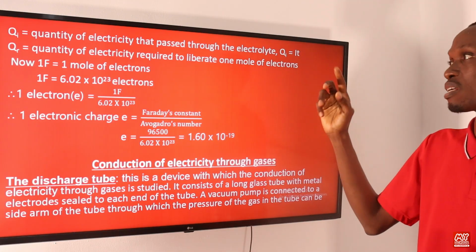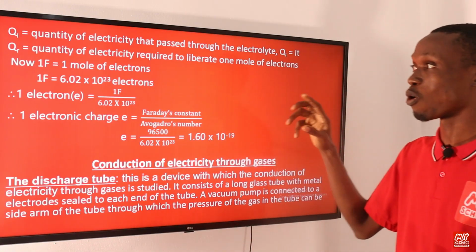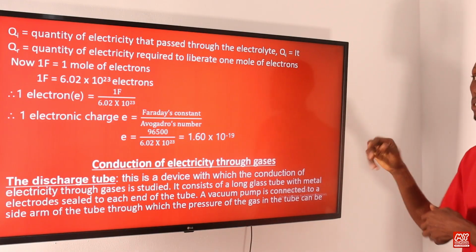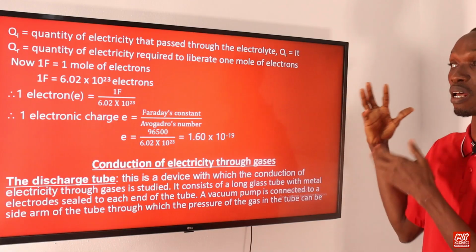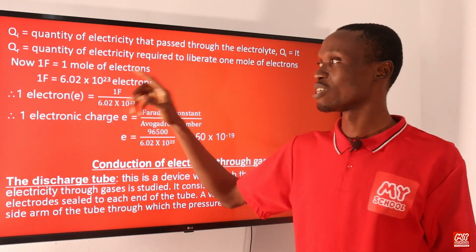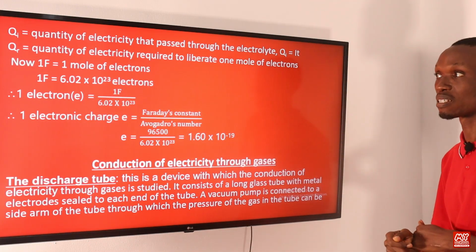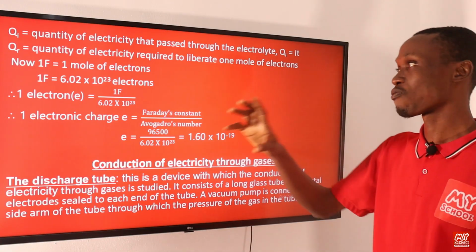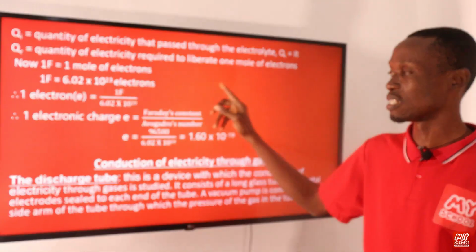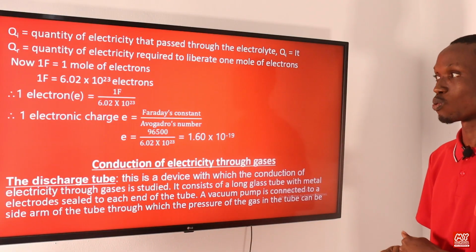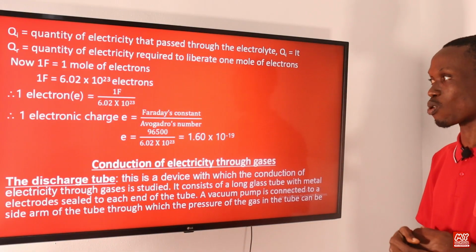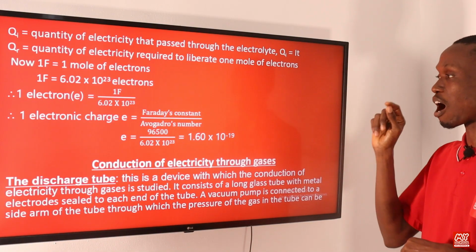Now remember that we said earlier that 1 Faraday equals 1 mole of electron, and we know that 1 mole of electron contains the Avogadro number, which is 6.02 times 10 raised to power 23 electrons. So if 1 Faraday is equal to 1 mole of electron, then 1 Faraday is also equal to 6.02 times 10 raised to power 23 electrons. Therefore, if we make the electron the subject of formula, 1 electronic charge e is equal to 1 Faraday divided by 6.02 times 10 raised to power 23. Therefore, 1 electronic charge e is equal to the Faraday constant divided by Avogadro's number.